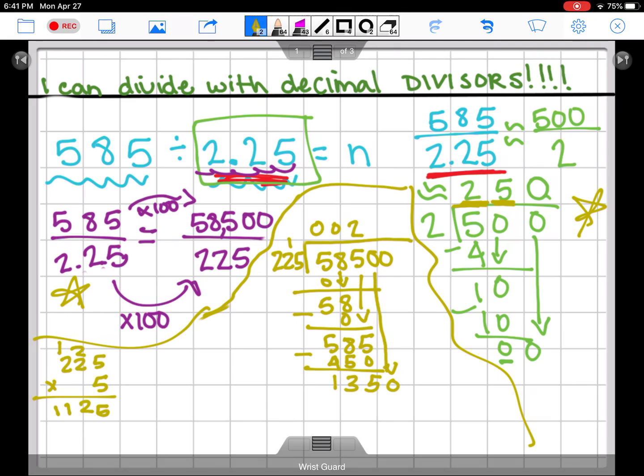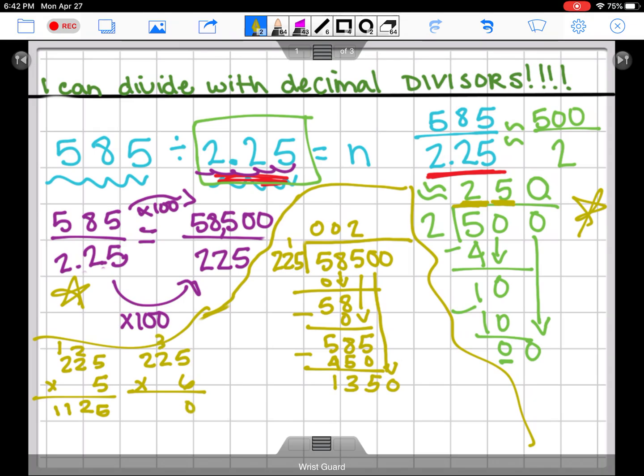1,125. That's a tough one. That's pretty close to 1,350. But I wonder if I can fit another 200 in there. I want to check because it is about 200 away that we might be able to fit another one in. So I'm going to go 1 up. I just want to see if I can fit one more 225 in here. So let's multiply it by 6.